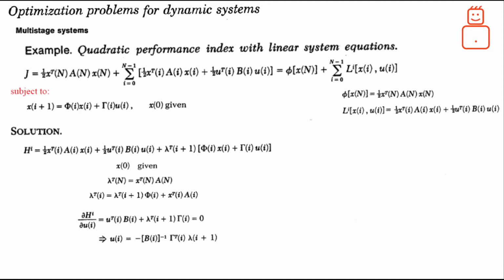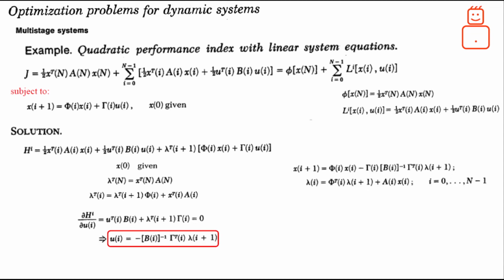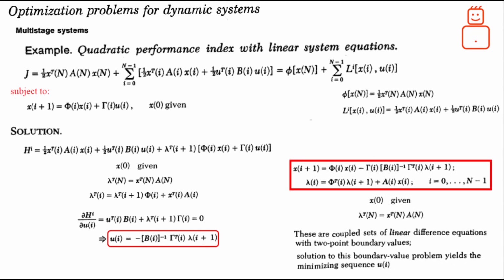If you watch closely, this expression is in terms of lambda of i plus 1. Now, if we take this expression and substitute it into the process dynamic x of i plus 1 and at the same time consider the expression of the lambda of i plus 1, we will end up with a set of two difference equations that need to be solved simultaneously. Of course, we need to satisfy the boundary conditions as well. These two relations are a coupled set of linear difference equations with two-point boundary values that produce a sequence of control actions u of i that minimize the given performance index.